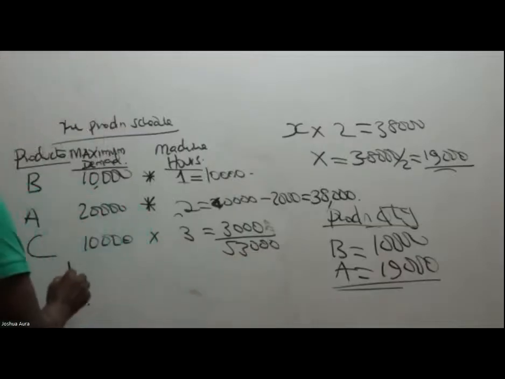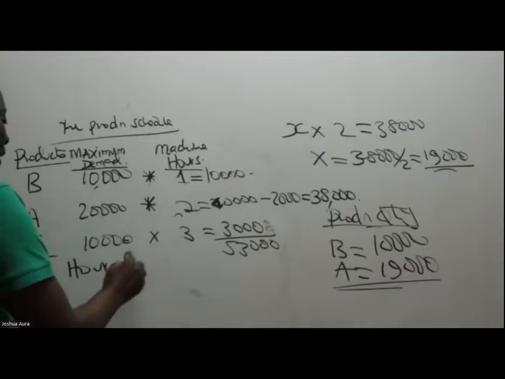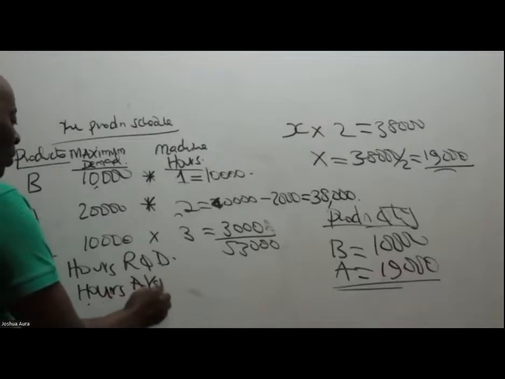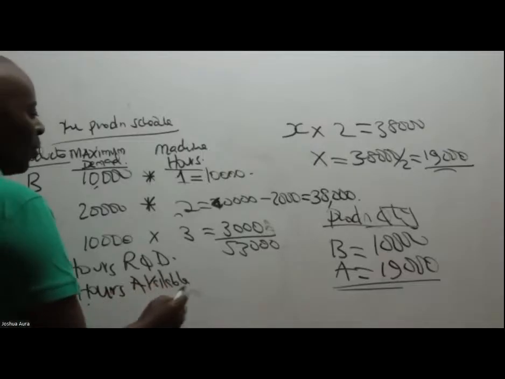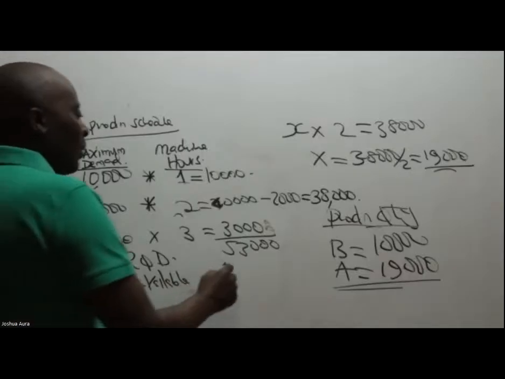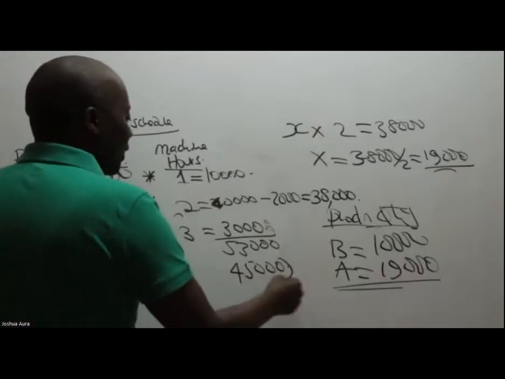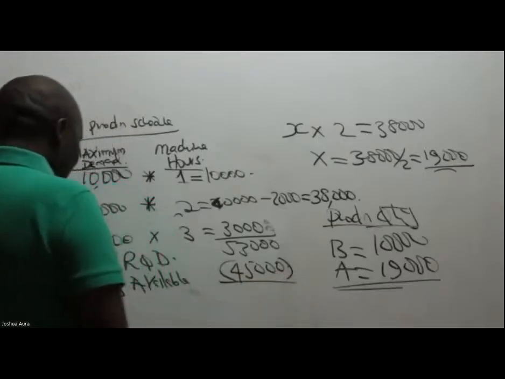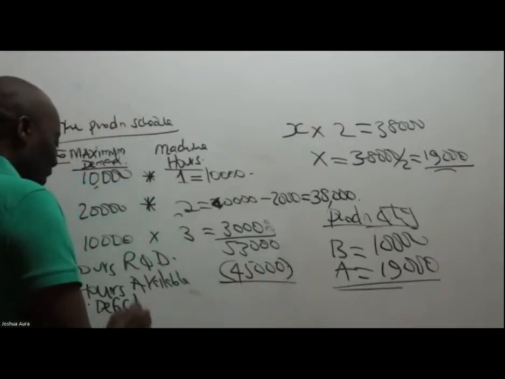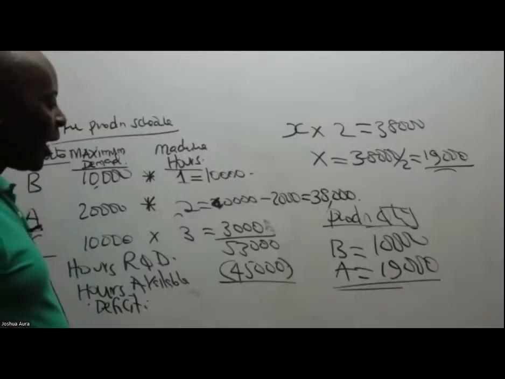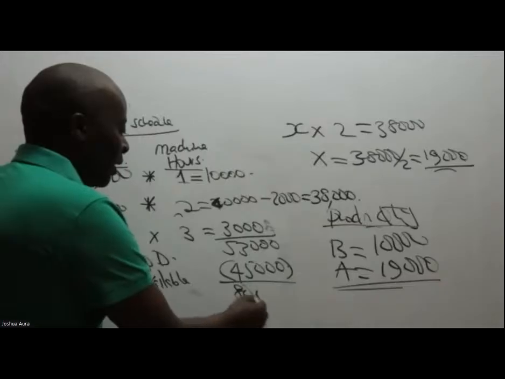So these are the hours needed, hours required. But hours available are 45,000. So in this case here, could you kindly give me the deficit here? 53,000. Aha, it's 8,000. 8,000 deficit, yes.